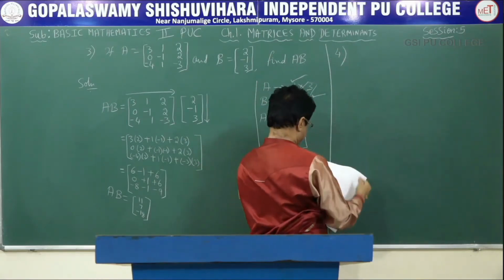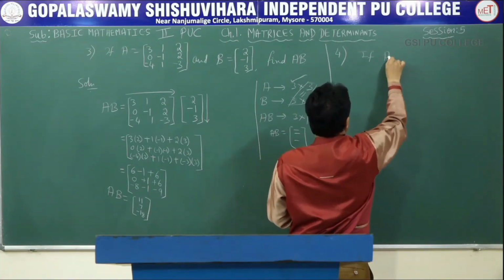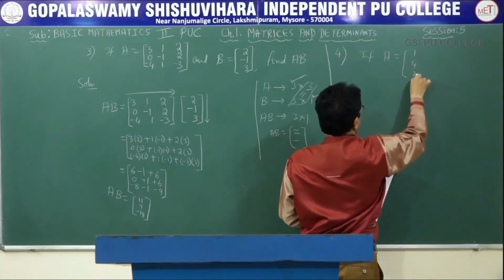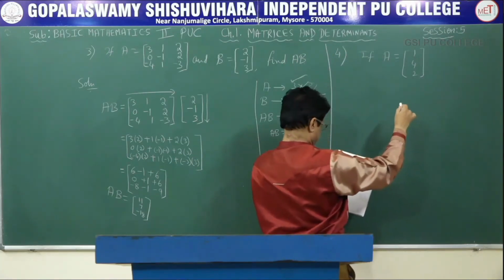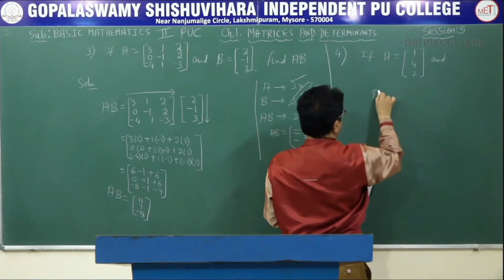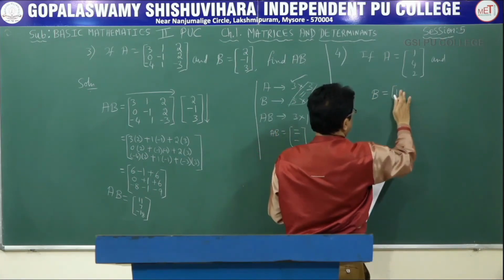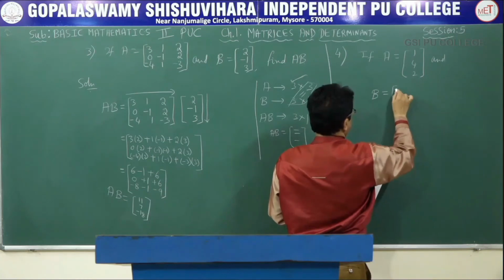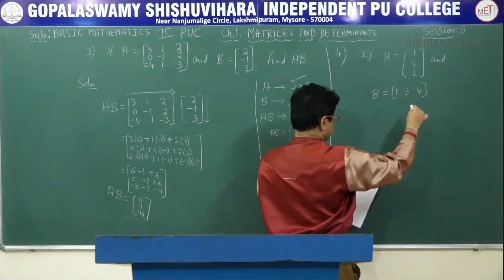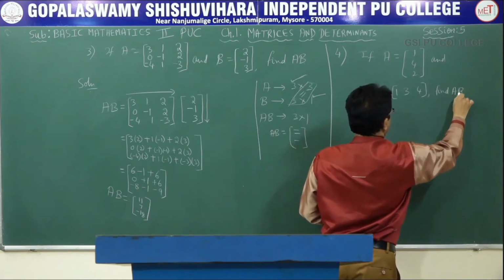So next problem, if A equals [1, 4, 2] and B equals [1, 3, 4], find AB.